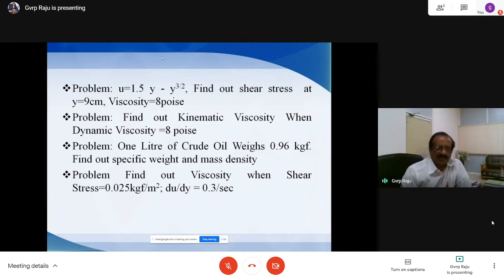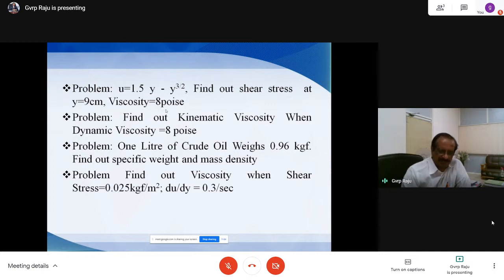Small u is the velocity distribution here. Small u is the velocity, and y is the distance. Yesterday we had discussed it. Find out the shear stress at y equal to 9. Viscosity is given as 8 poise. So you can find out du by dy.